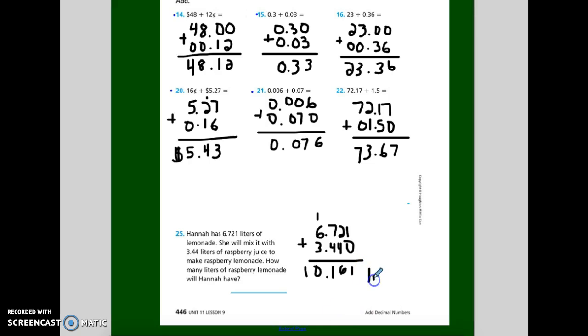So today we learned how to make sure that we line our numbers up really carefully so that our decimals are aligned. And then we talked about how to add decimal numbers. Great work.